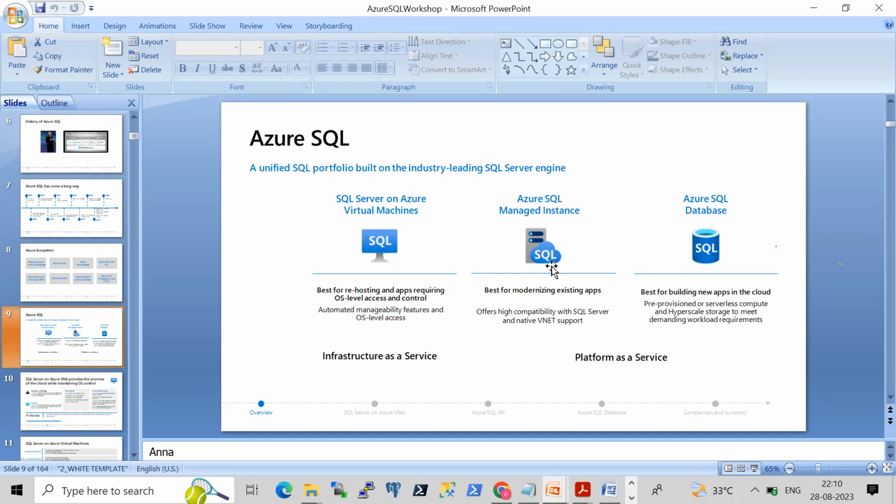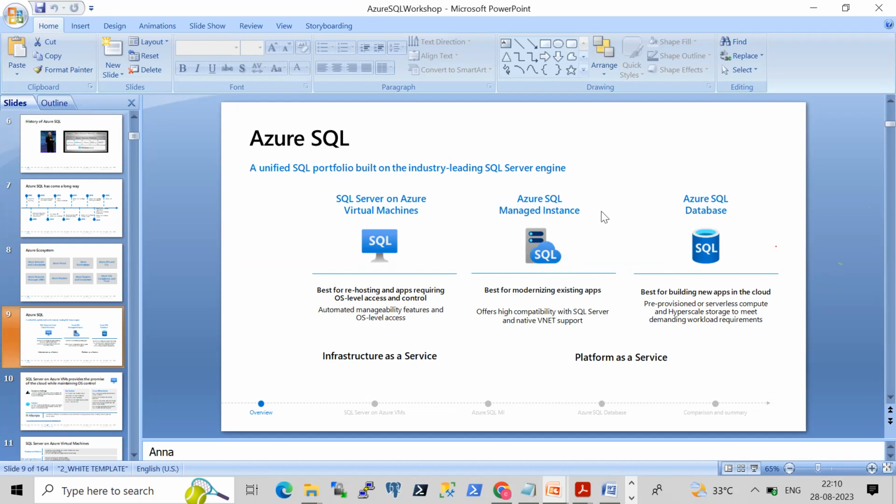We have only two flavors, IaaS and platform as a service. And when it comes to platform as a service, especially with Azure, we have two flavors. One is MI, the other one is Azure SQL. MI, we call it instance as a service. I repeat, MI, we call it instance as a service, whereas Azure SQL, we call it database as a service.